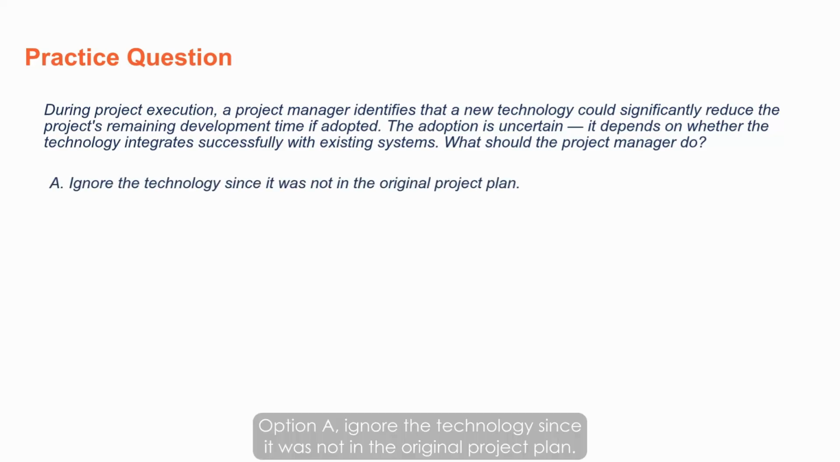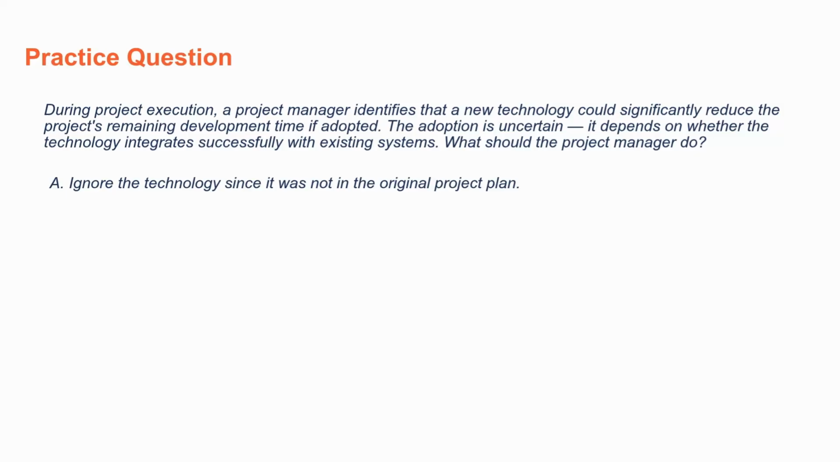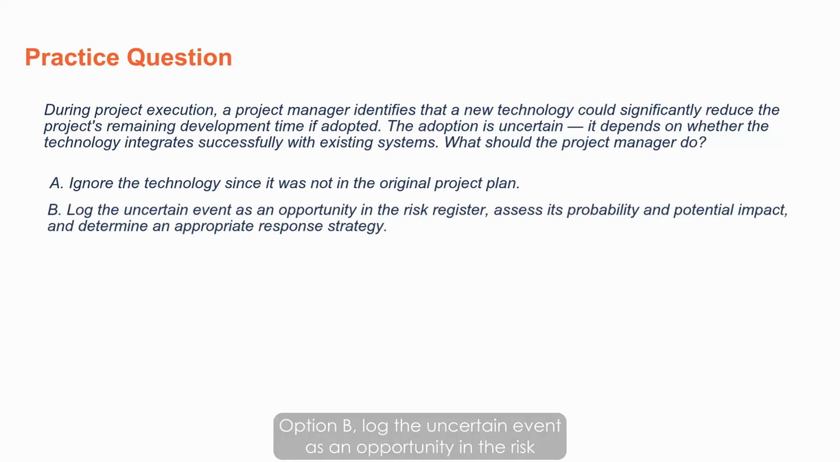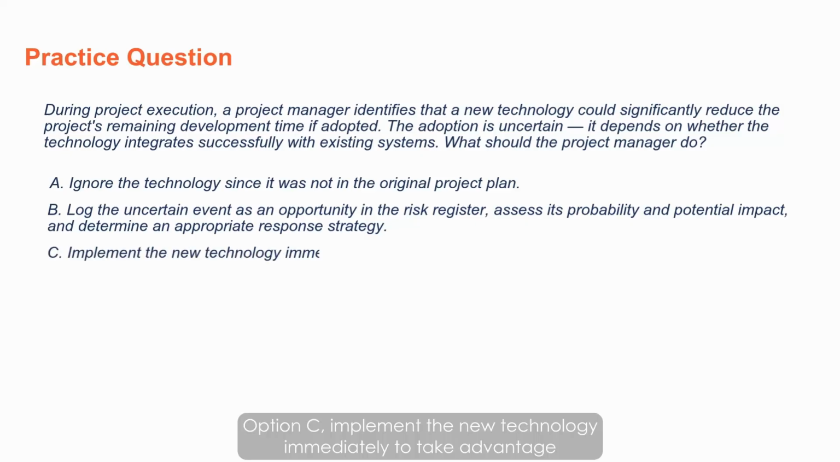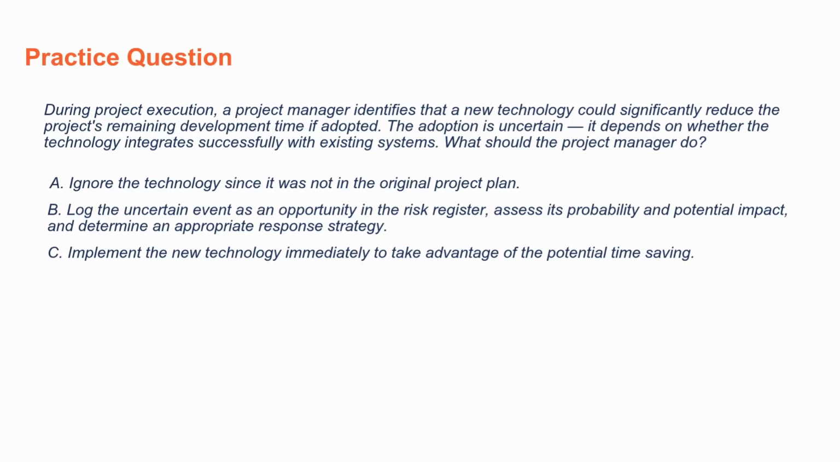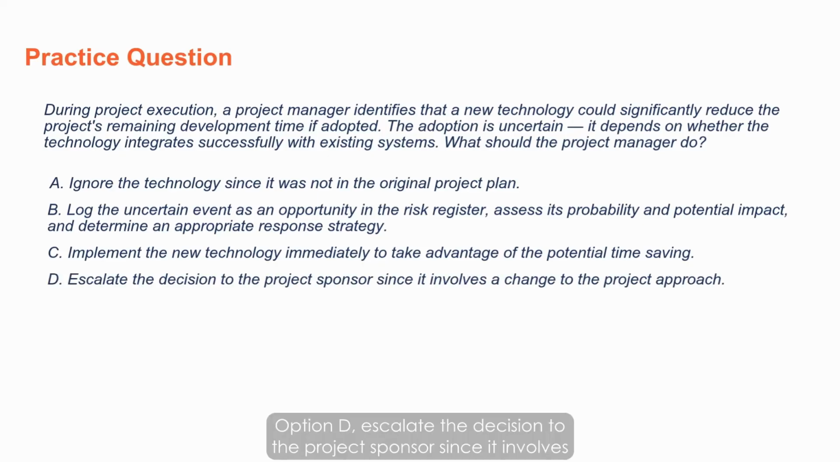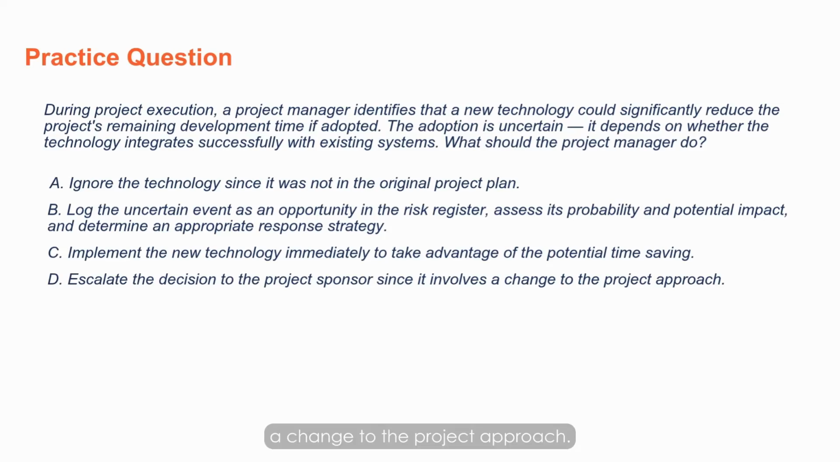Option A. Ignore the technology since it was not in the original project plan. Option B. Log the uncertain event as an opportunity in the risk register, assess its probability and potential impact, and determine an appropriate response strategy. Option C. Implement the new technology immediately to take advantage of the potential time saving. Option D. Escalate the decision to the project sponsor since it involves a change to the project approach.